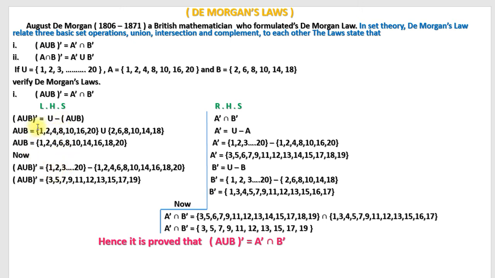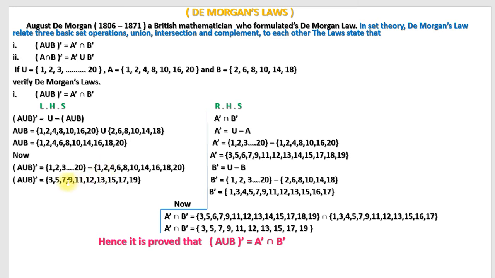Because U is coming before the bracket, we write the elements of U. The elements of U are 1 till 20. Now we put the difference sign, because after U there is a difference sign, and A union B we have already found: 1, 2, 4, 6, 8, 10, 14, 16, 18 and 20. In difference, we take the set containing those elements that are in U but not in set A union B.